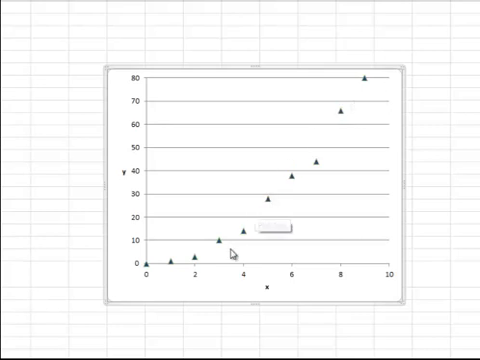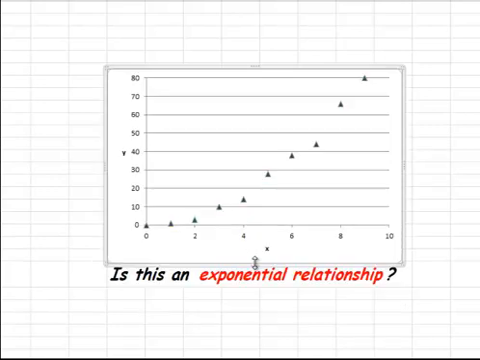And then you come to the question, do I go ahead and say that this is in fact a relationship that is exponential? Is that appropriate? Well, a lot of you have been faced by this question. Let's go ahead and take a little bit closer look at that.